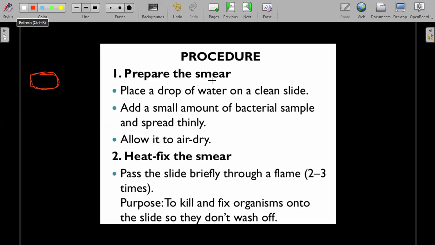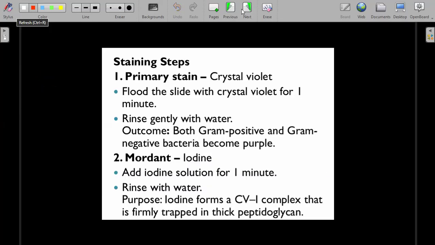Okay. Then the next step you do is to heat fix the smear. So the first procedure is to prepare your smear, and the next procedure is going to be heating. Okay, so you heat to fix your smear there. Then after heating, what's the next step? Okay, so now you stain. So you use different types of stain to stain your smear.